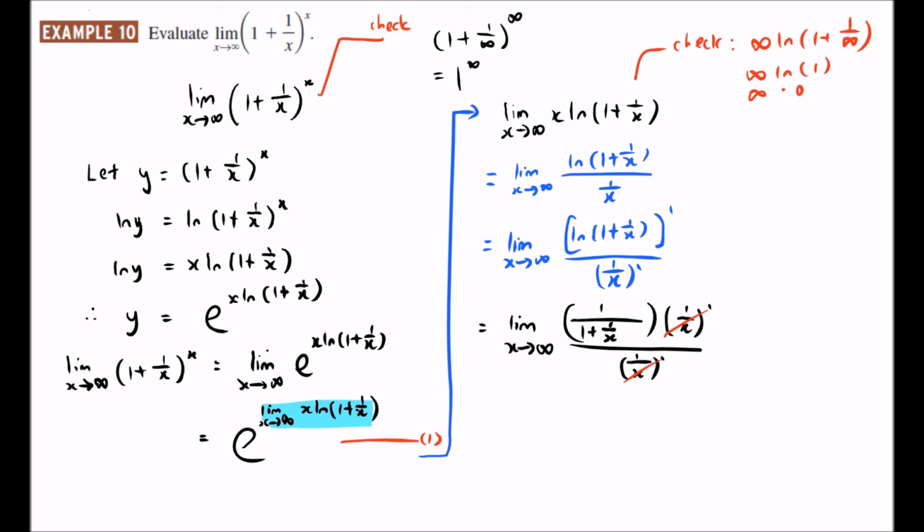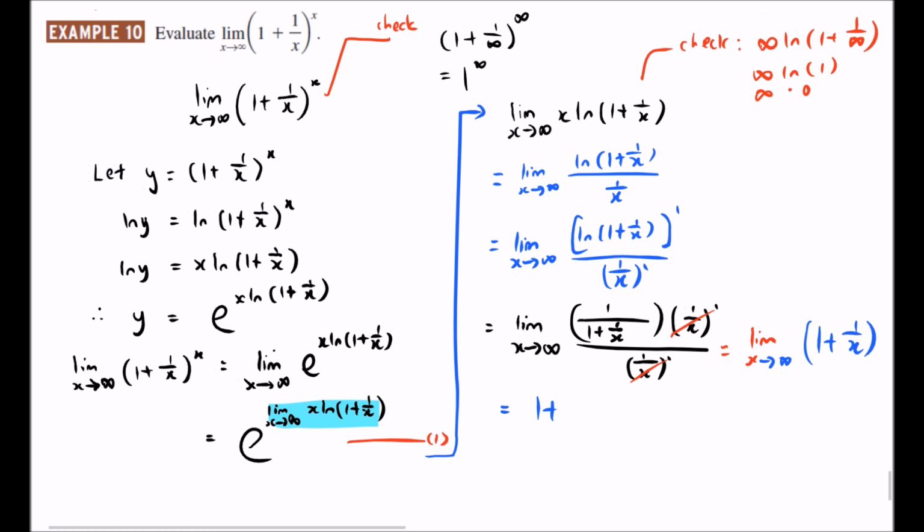So eventually you get equals to limit x approaches infinity of 1 plus 1 over x. So of course this one will become the limit as x approaches infinity, and you can go into the 1 over x. So obviously it's 1 plus 0, right? So it's 1.